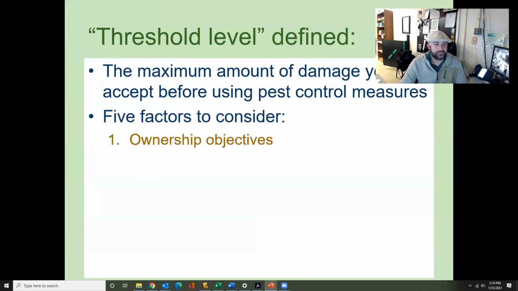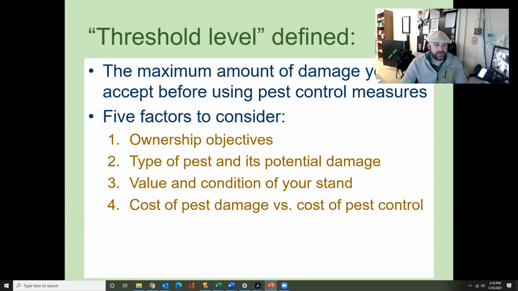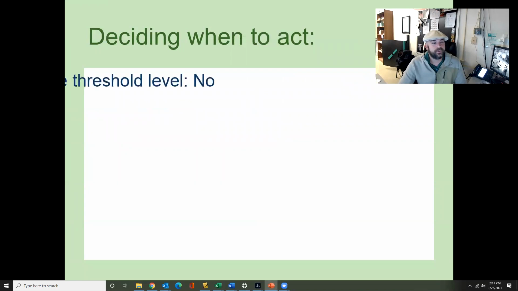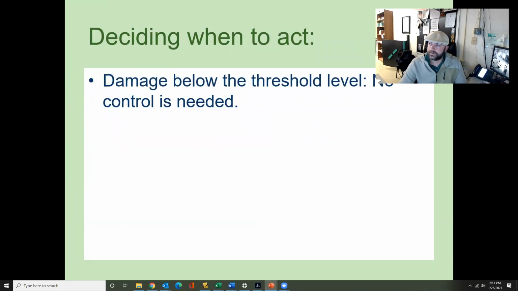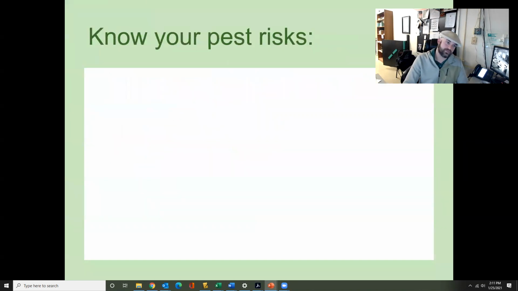There are five factors here to consider: ownership objectives, type of pest and its potential damage, value and condition of your stand, cost of pest damage versus cost of pest control, and environmental impact of pest damage and pest control. So, deciding when to act: if damage is below the threshold level, no control is needed. If damage is above the threshold level, you need to consider possible pest control alternatives.